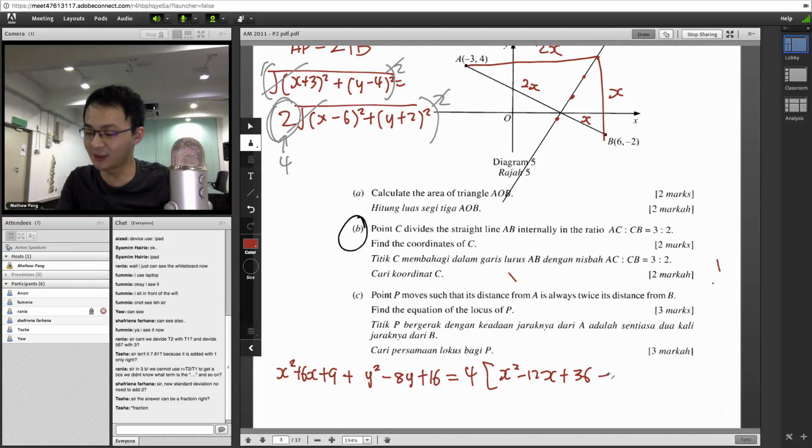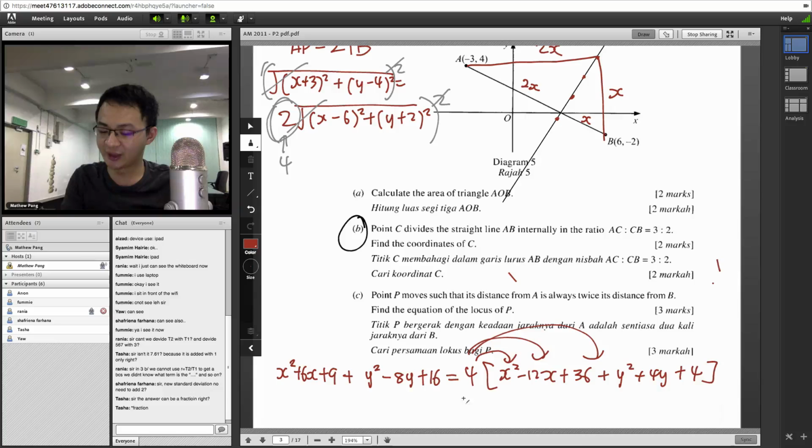The second one is plus y squared plus 4y plus 4. And then you just simplify this equation by multiplying 4 into every single one and then moving the things to the other side. So you will get 4x squared. I will straight away do it, since there's not enough space. So what I will do here is 4 multiply x squared, you get 4x squared. 4x squared minus the x squared here, you are left with 3x squared.